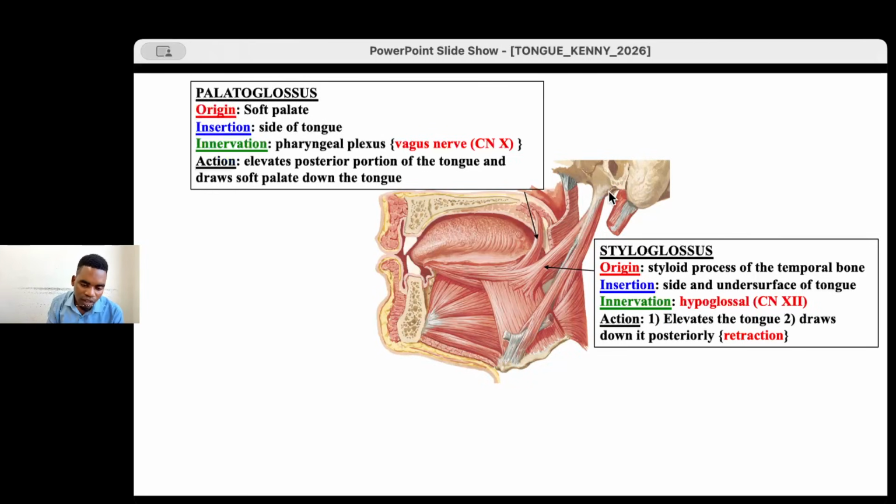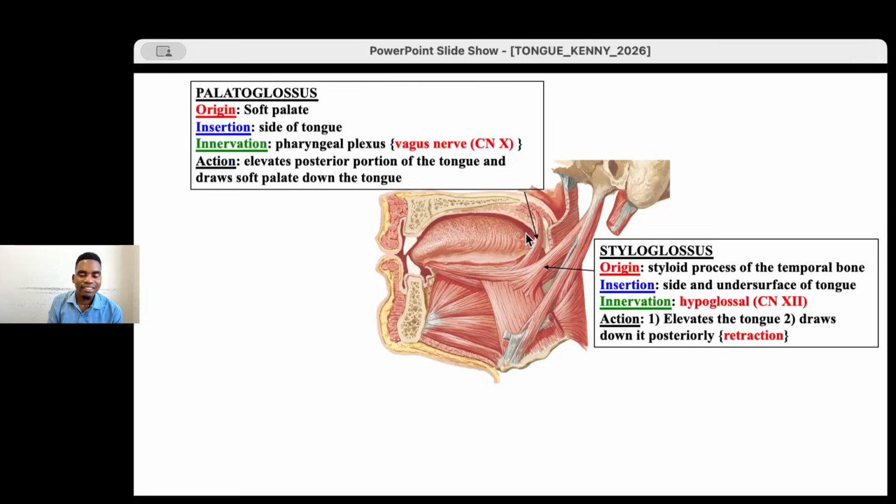Next is going to be the styloglossus. The origin of the styloglossus is from the styloid process of the temporal bone. It's going to insert to the side and the under surface of the tongue. So what happens when this muscle contracts? When this muscle contracts, it pulls the tongue in this direction. So what is this direction? Number one, we have elevation of the tongue, and also it draws the tongue posteriorly, which is also called retraction. That's going to be your styloglossus.